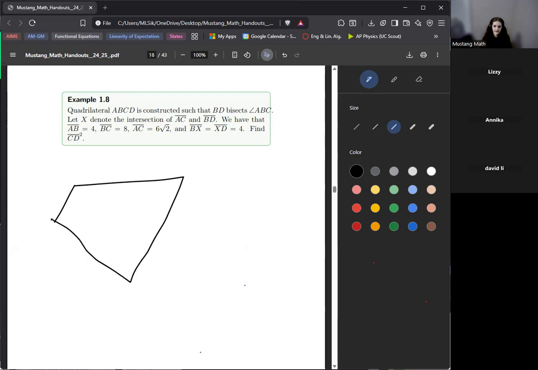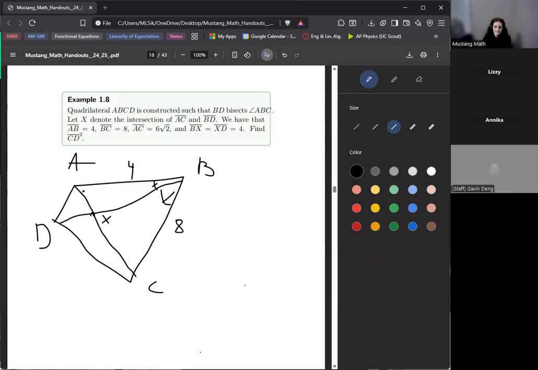So let's draw an arbitrary quadrilateral, ABCD, and then we can always fix our diagram later if it doesn't end up looking right. We want BD to bisect angle ABC. Oh, that doesn't look right. Diagram not to scale. We want X to denote the intersection of AC and BD, so the intersection of its diagonals. We have AB equal to 4, BC equal to 8, AC is the total diagonal over here, 6 square root 2, and BX equaling XD, equaling 4. Okay, diagram really not to scale in this case. And we want to find CD, this side over here, but squared.